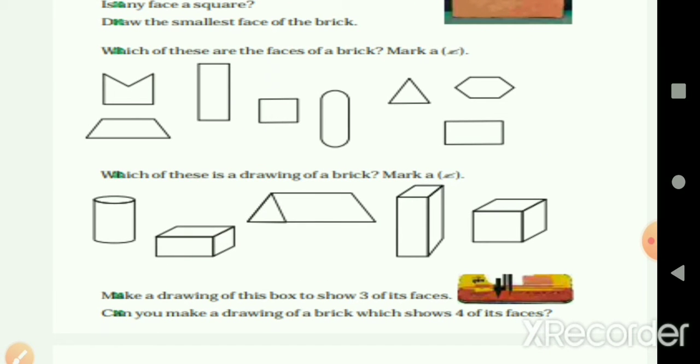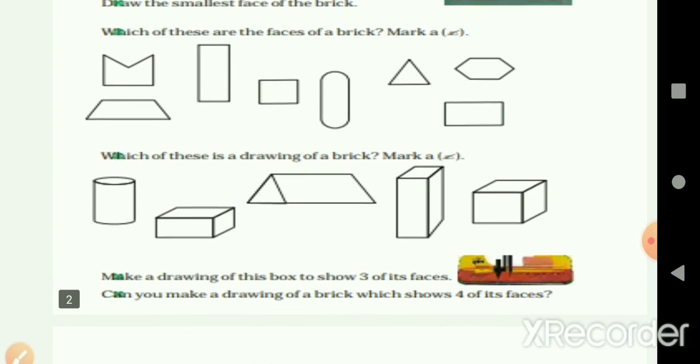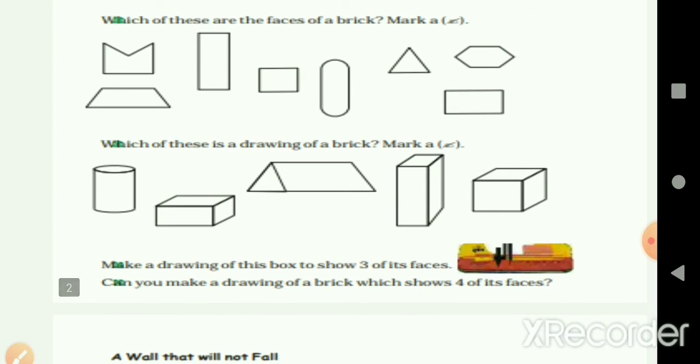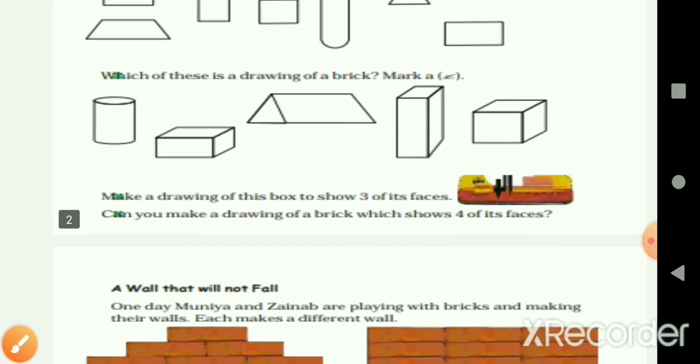Now the next question, make a drawing of this box to show 3 of its faces. Try it from your home, draw the picture given in your notebook with 3 of its faces. Can you make a drawing of a brick which shows 4 of its faces? Yes or no? No. So we write no for it.